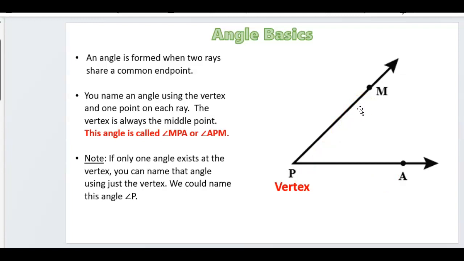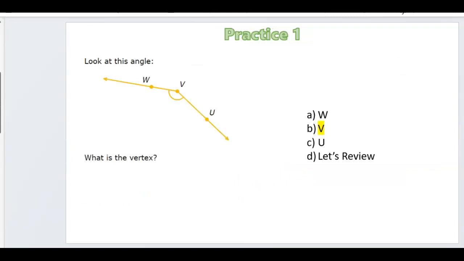And if there's no other angles in the picture, and there's only one angle that's represented with the vertex P, then you can also call this just angle P. Right, so naming an angle, the vertex or parts of an angle, and just knowing what it is. So let's do one or two quick checks for this. Can you identify the vertex? In this case, I didn't realize I already had it highlighted. So the vertex of this angle is V.